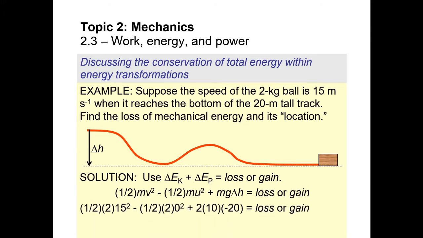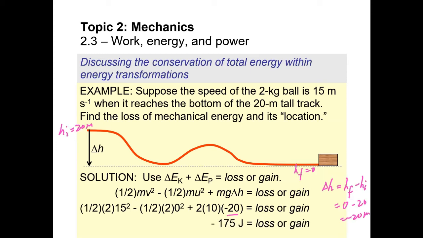We plug in the values. So half times the mass, which is 2, times the final velocity 15 squared, minus 1/2 times the mass 2, times the initial velocity 0 squared since it starts at rest, plus 2 times acceleration due to gravity 10, times the change in height, which is minus 20. Change in height equals final height minus initial height. Final height is 0. Initial height equals 20 meters. So 0 minus 20 equals minus 20.